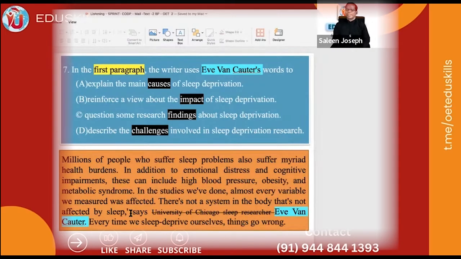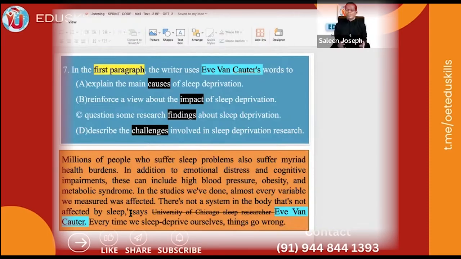Ivan Carter said, means every system is affected. Does it speak about cause or effect or challenges or findings? Effect. Yeah, impact, effect, right? There is not a system in the body that is not affected by COVID-19. That is the impact of COVID-19, or the effect of COVID-19.